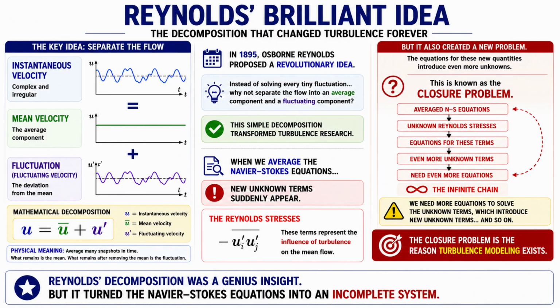In 1895, Osborne Reynolds proposed a revolutionary idea. Instead of solving every tiny fluctuation, why not separate the flow into an average component and a fluctuating component? This simple decomposition transformed turbulence research, but it also created a new problem. When we average the Navier-Stokes equations, new unknown terms suddenly appear. These are the Reynolds stresses, and they represent the influence of turbulence on the mean flow. Unfortunately, the equations for these new quantities introduce even more unknowns. This is known as the closure problem. The closure problem is the reason turbulence modeling exists.